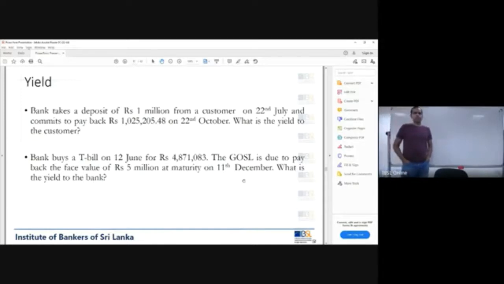It says a bank buys a treasury bill on 12th June for 4871083. Government is due to pay back the face value of 5 million at maturity on 11 December. What is the yield to the bank? So remember, this is yield, not discount. You need to be mindful of what the question is testing, whether it's yield or discount. Your computation method will change.